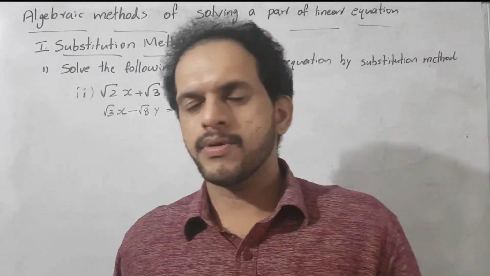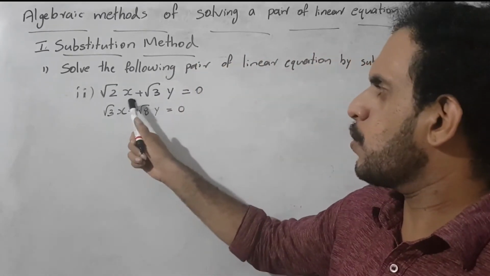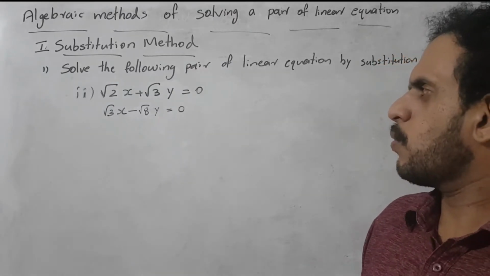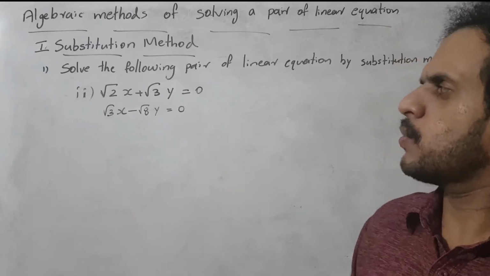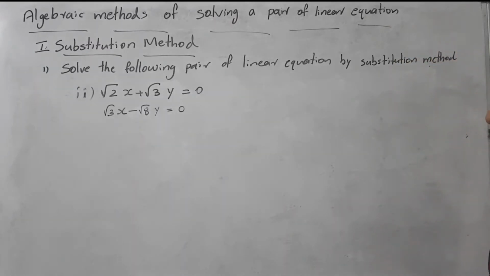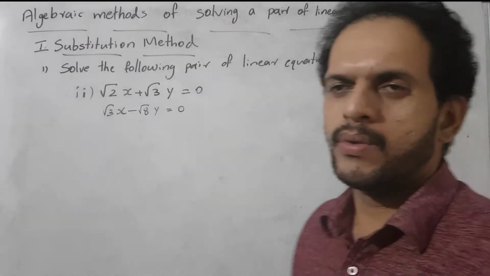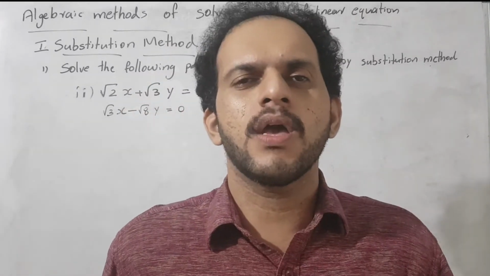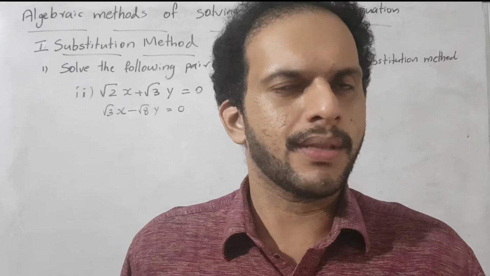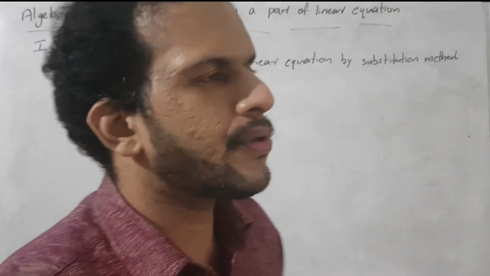Okay, the next question like this: root 2x plus root 3y is equal to 0, and the second one root 3x minus root 8y is equal to 0. Here also we need to find the values of x and y by using the substitution method. So how do we start?